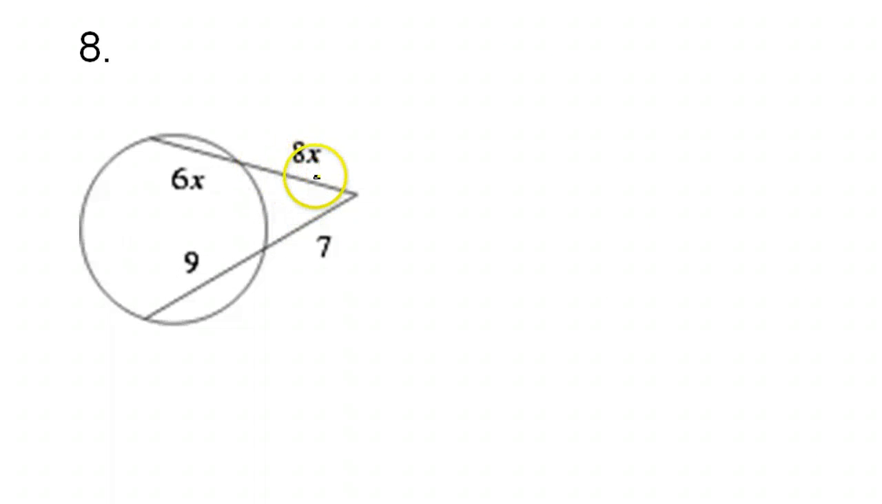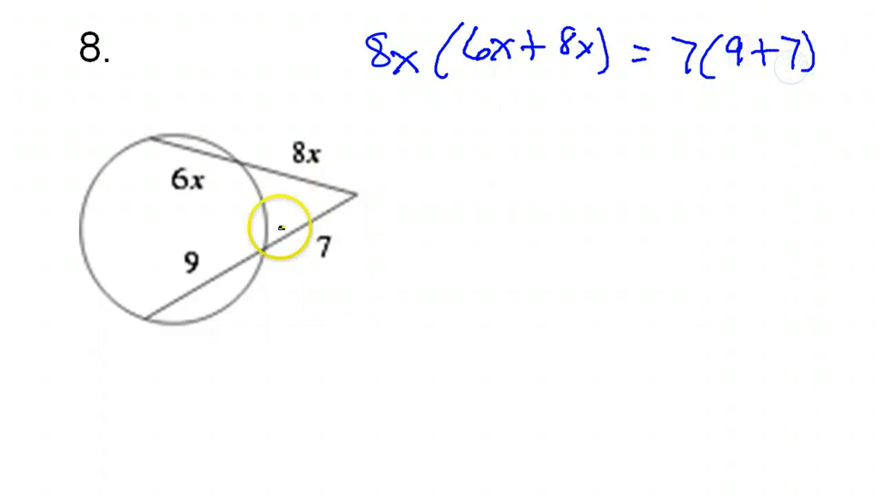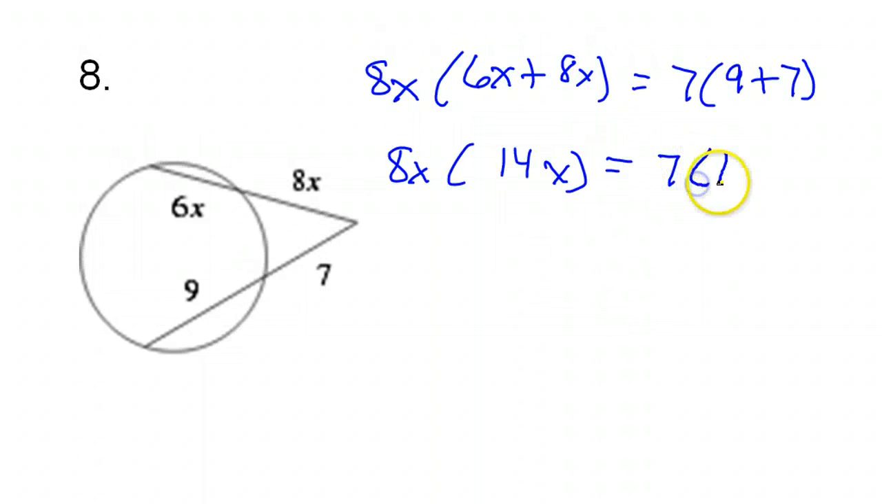All right, number 8. Once again, this is a part times whole situation, always starting with the outer part. So part times whole becomes 8x times, and now we're going to do 6x plus 8x. That's the part, and then the whole. And that's going to equal 7 times 9 plus 7. Well, again, it's the outer part and then the whole. So this will be 8x times, might as well combine like terms here. So what's that? 14x. And that's 7 times 16.